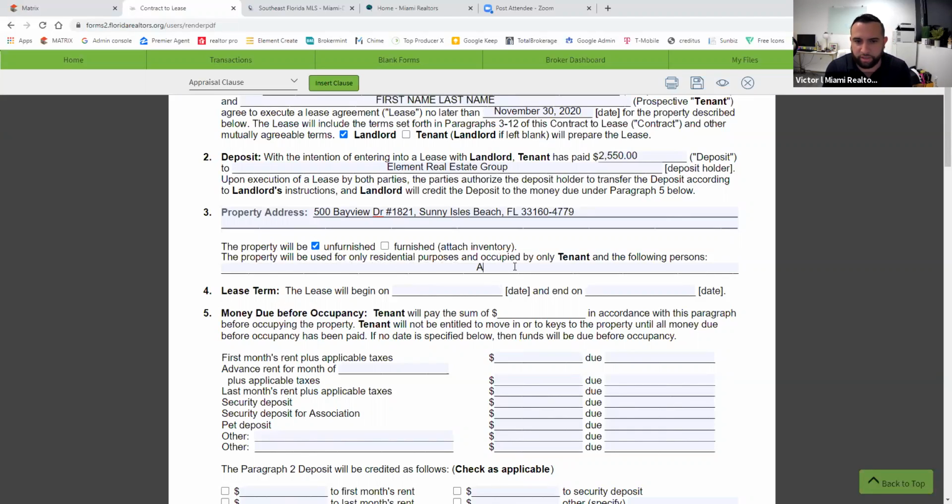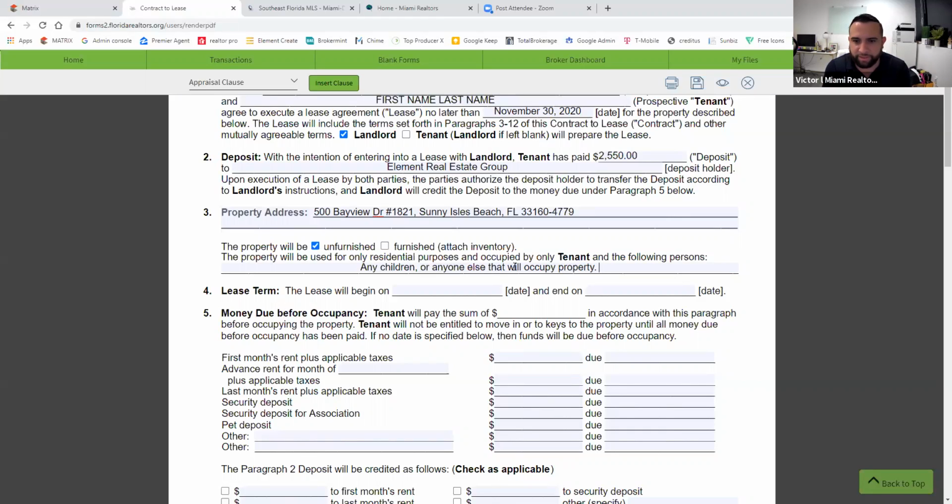So here's a good spot to put any children or anyone else that will occupy the property. So you will write their names here. So you would write, they have a son, they have a daughter. If there's a grandparent moving in with them, you would fill that information here. You would put their names. All right. And it's always good to put their age.